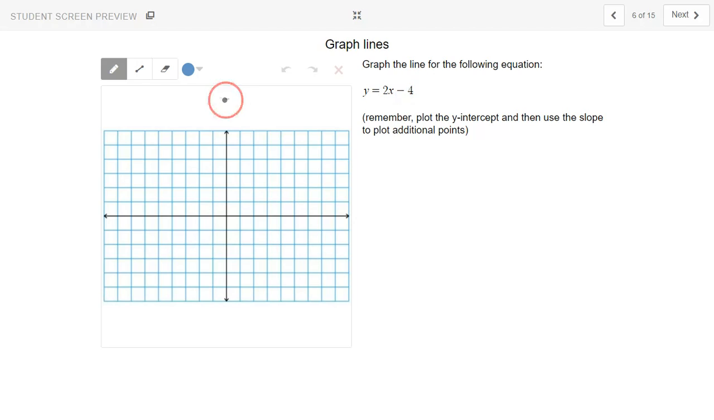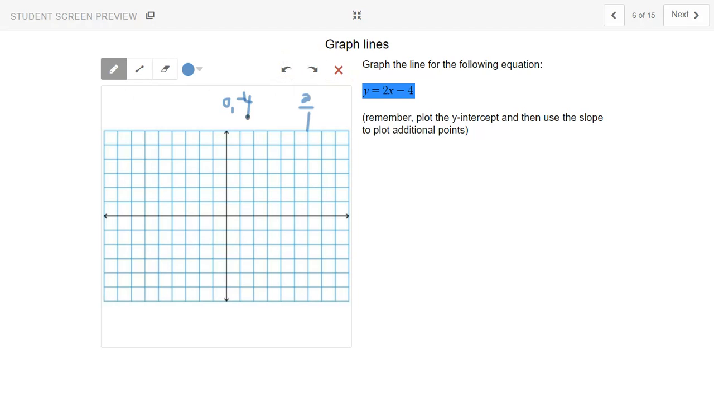So we're going to be plotting 0, -4, and then using the slope of 2 over 1, right? So this is exactly what we were doing before. We plot a point, then we use the slope to get additional points. But the point and the slope are just hidden inside of this equation, okay? So only if it's in this format can you do this.